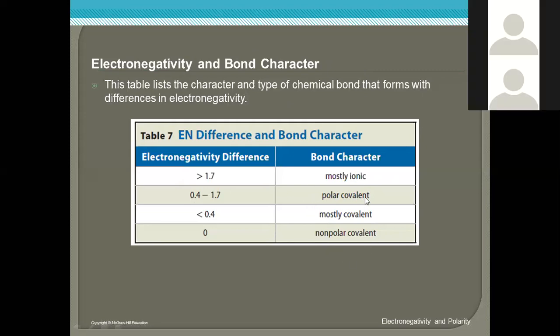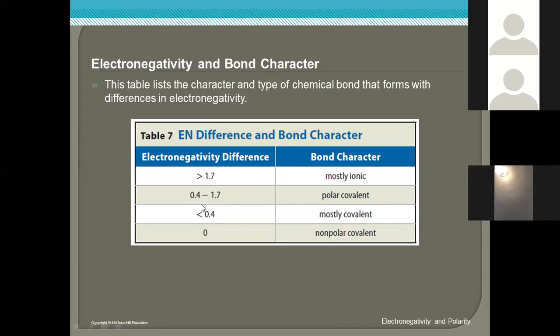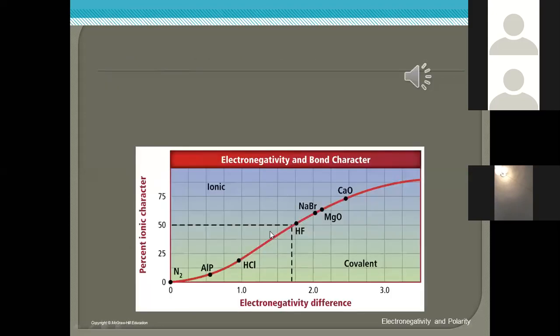So which compound has the highest electronegativity difference? Ionic, or polar covalent, or mostly covalent, or non-polar? Highest polar covalent. Because electronegativity between what? Between 0.4 and 1.7. Understand me? It's okay. Let's go to the next slide.